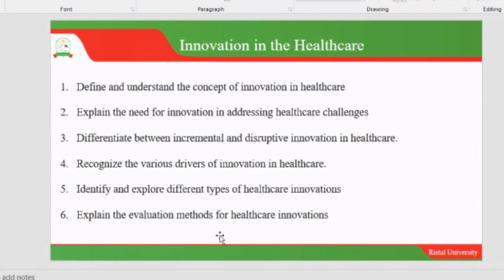We are going to differentiate between incremental and disruptive innovation in healthcare. And then we are going to recognize the various drivers of innovation in healthcare, but also identify and explore different types of healthcare innovations. And then finally, we are also going to explain evaluation methods for healthcare innovations.